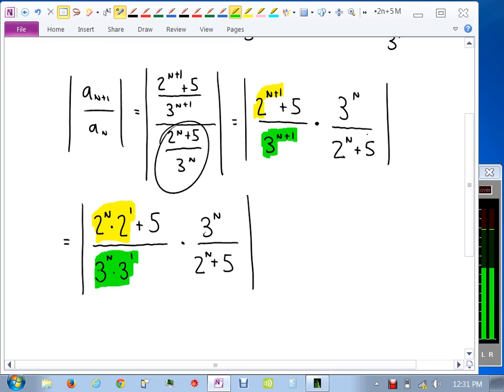But what cancels here? Careful. The 3 to the n's can cancel there, but the 2 to the n doesn't because you have addition down there. So let's just see what we've got. I've got 2 to the n times 2 plus 5 over 3 times 2 to the n plus 5.